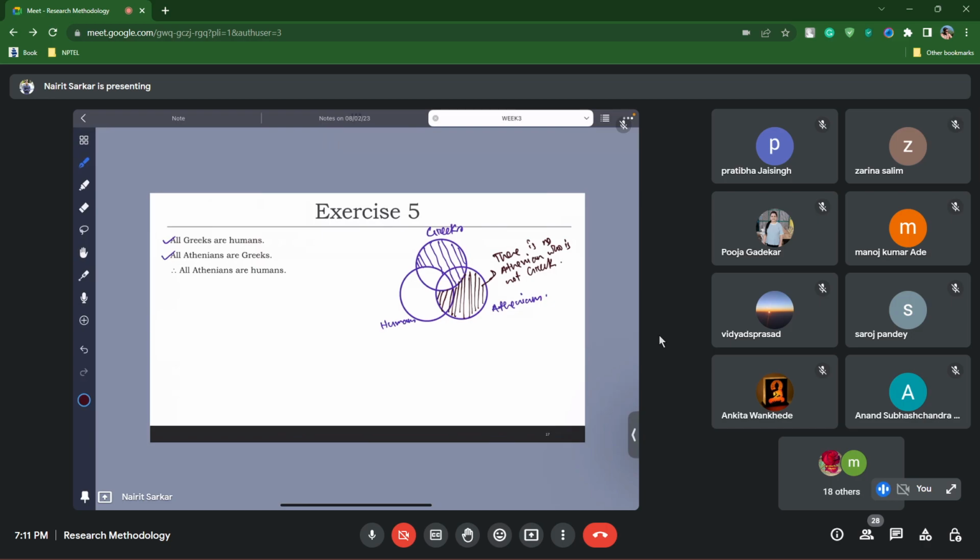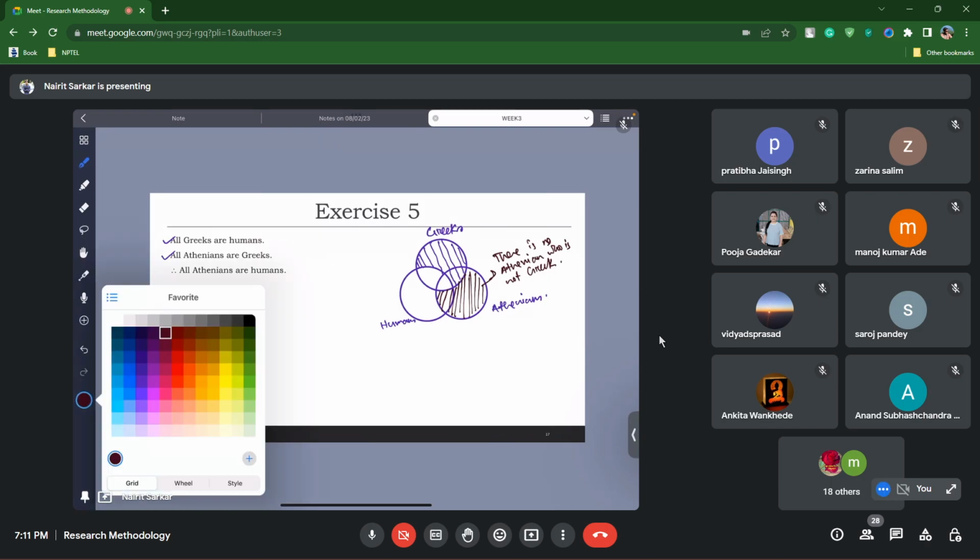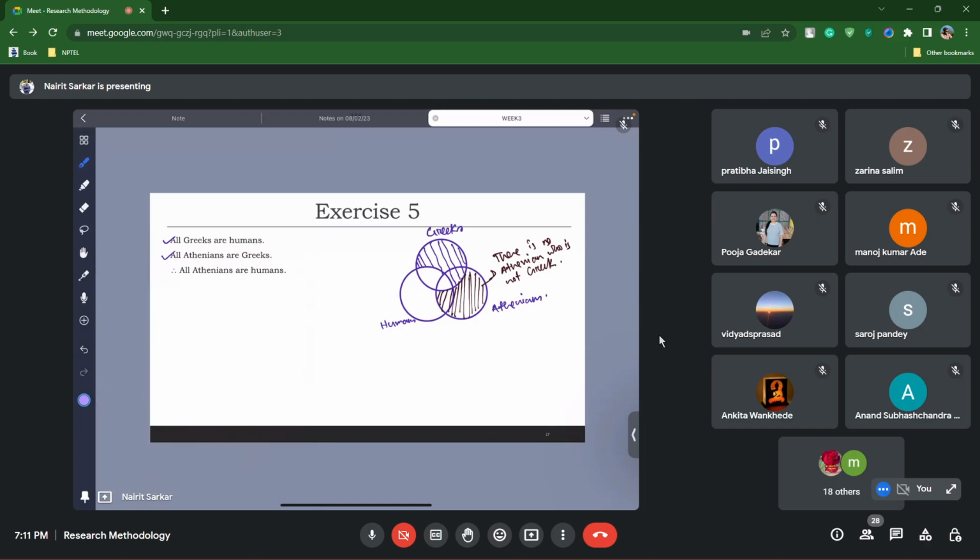Now, this section, let me use another color. Section here, number 4. Okay, what does this mean? What does this fourth field mean? Can anyone please explain the fourth section? What does it mean?